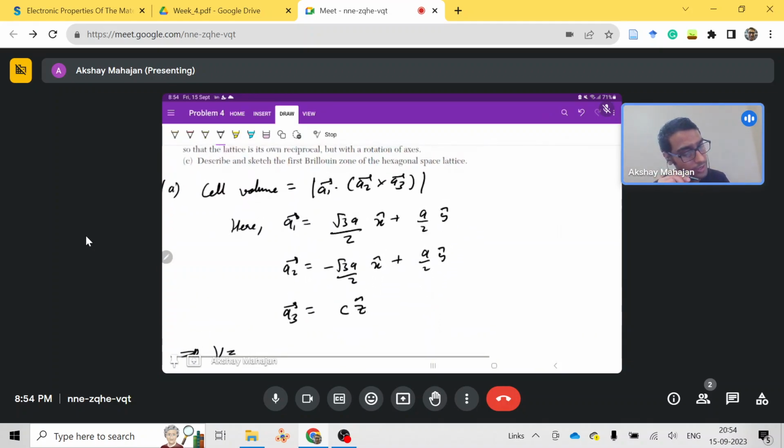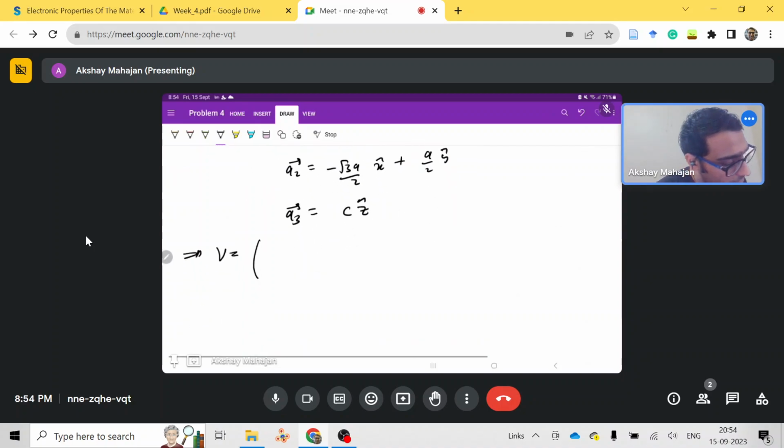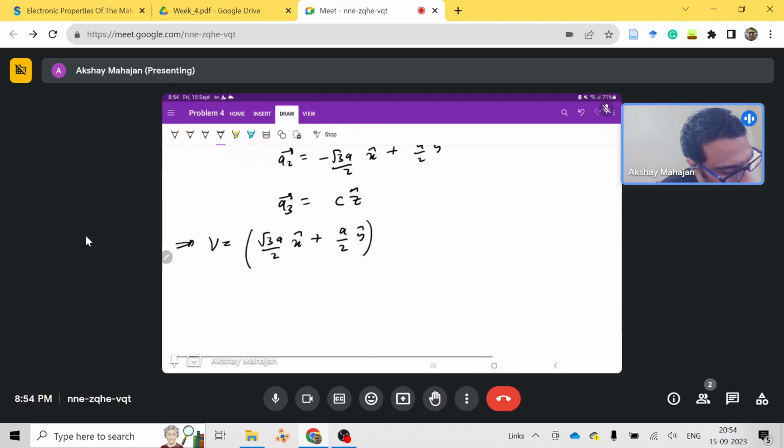A3 in this formula. So our cell volume will be given by E1 vector, which is root 3 A by 2 x cap plus A by 2 y cap, dot product E2 vector, minus root 3 A by 2.